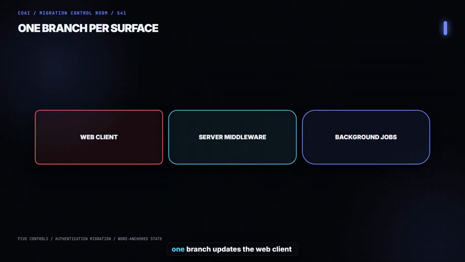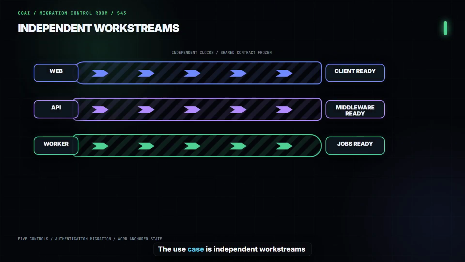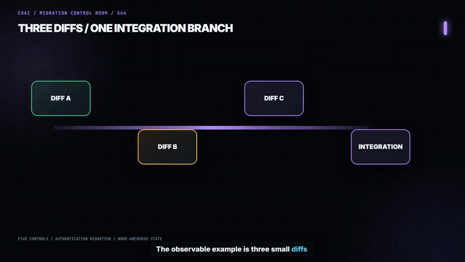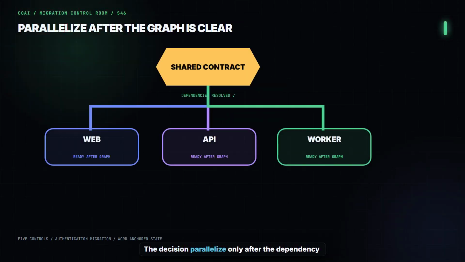For this migration, one branch updates the web client, one updates server middleware, and one updates background jobs. The shared authentication contract is changed first and frozen before fan-out. The use case is independent work streams. The observable example is 3 small diffs that merge through one integration branch. The limitation is coordination cost. Parallel work loses when tasks depend on unresolved shared decisions. The decision: parallelize only after the dependency graph is clear.